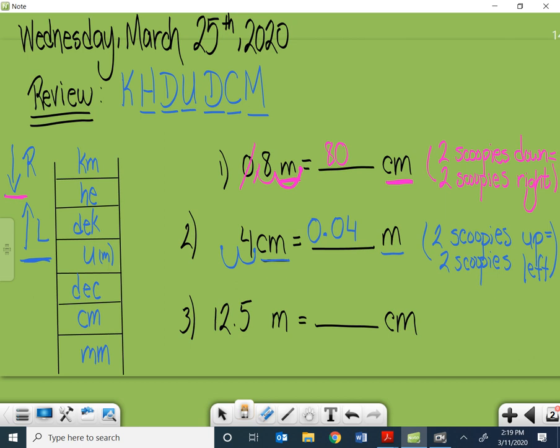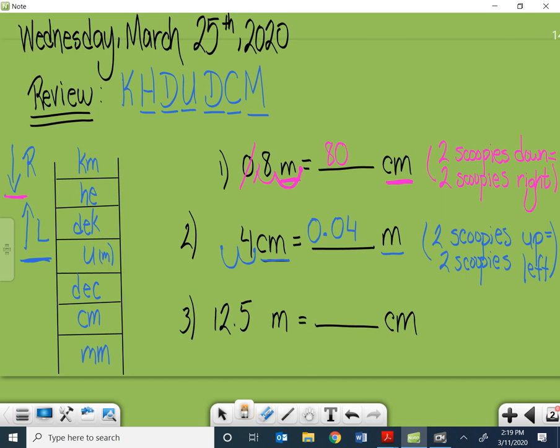So first step, you need to figure out how many scoopies am I going and I'm moving, and then am I going up or down? Then you got to place that decimal, put your pencil on the decimal, then you either move to the right, to the left, and then you create that new decimal. So try doing that on your own, and then now we can try it together.